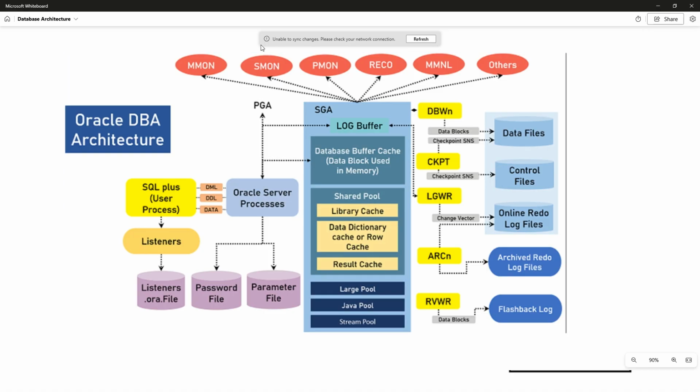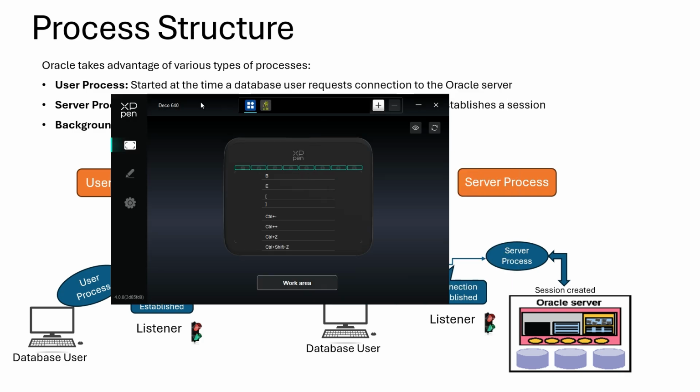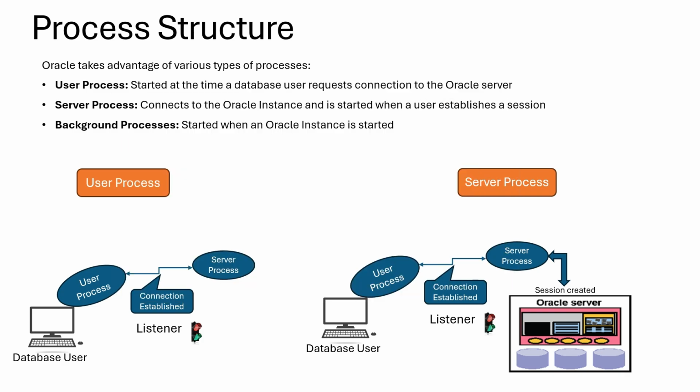So, till now clear, right? Once the user process is initiated, it connects to the listener, and the listener validates the network information, then establishes the connection, and then it goes to the server process. Just a minute, I'm taking my pen.